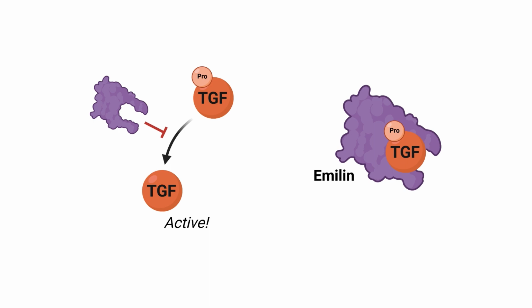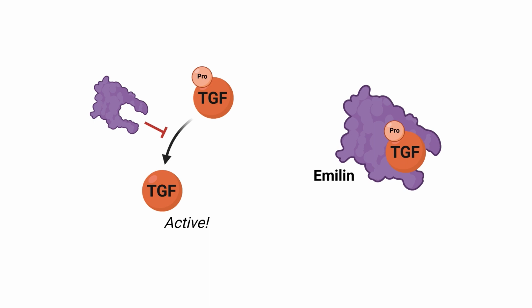So with that in mind, if you have lower levels of Emilin, the idea would be that you would have increases in TGF-beta, not because you're producing more necessarily, but because you've got less that's sequestered and bound to Emilin. So Emilin is just sequestering all this TGF-beta.